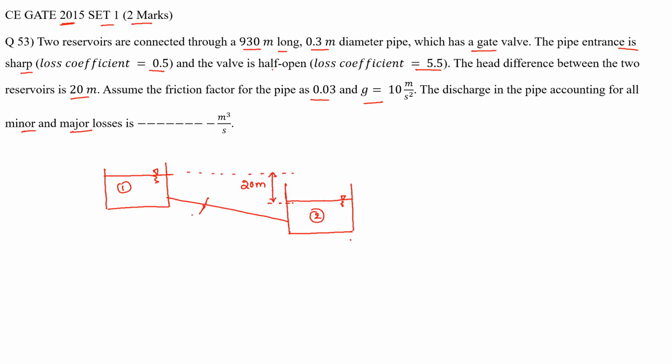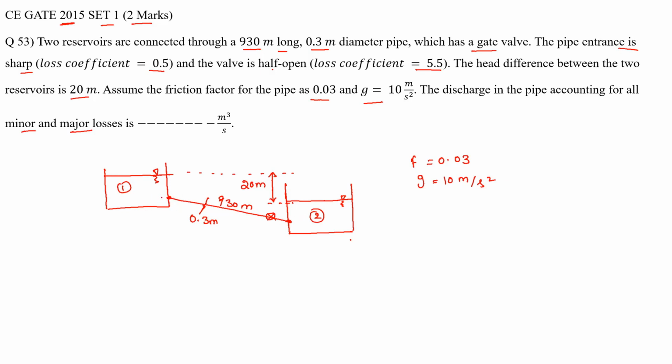And this pipe diameter, how much do they give? 0.3 meters, and the length, how much do they give? 930 meters length. Okay, and the friction factor, how much do they give? 0.03, and g as 10 meter per second square. Now there is a gate valve also here. So can you briefly mention what type of losses we can observe when the flow is taking place from reservoir 1 to reservoir 2?